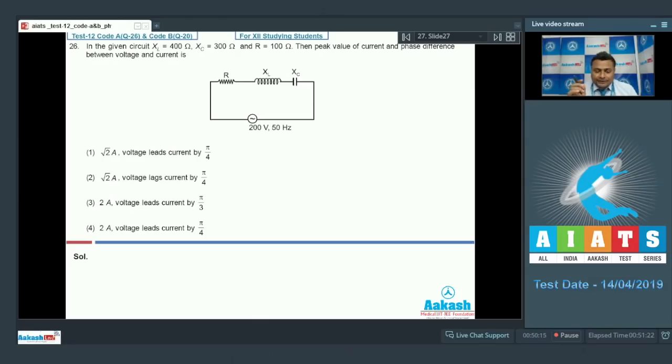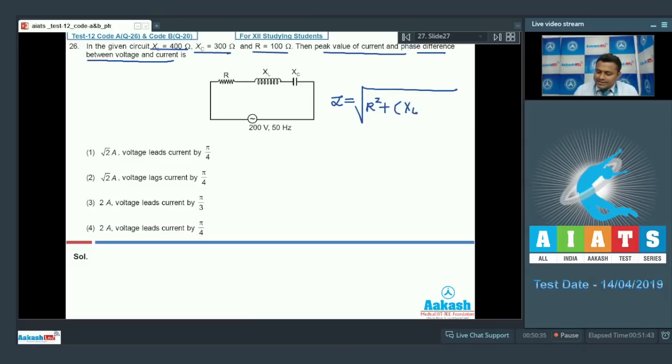So here is question number 26, everyone. XL is 400 ohm, XC is 300 ohm and R is 100 ohm. The peak value of current and phase difference between voltage and current is what? Now the net impedance first of all can be written as Z equals root of R square plus XL minus XC whole square.